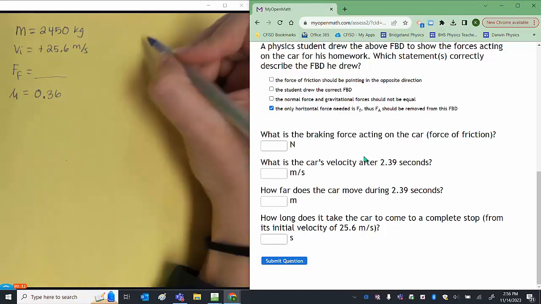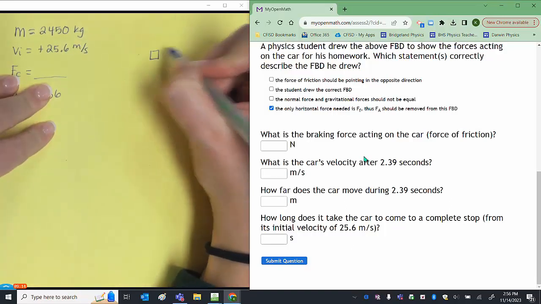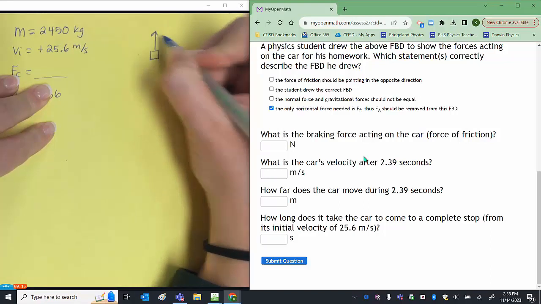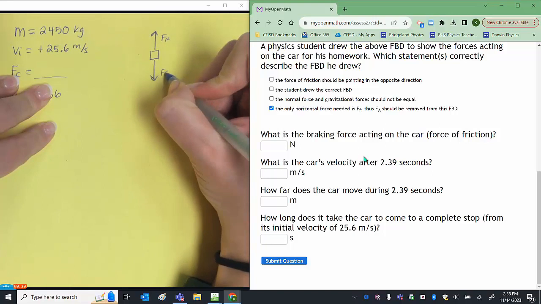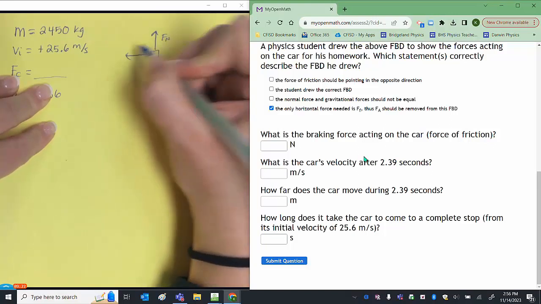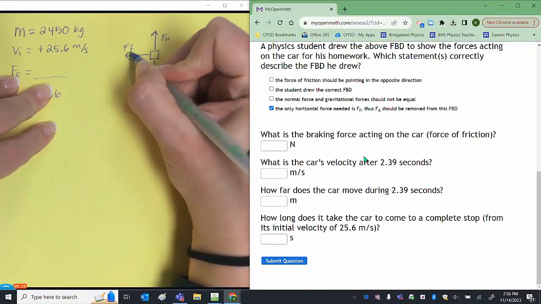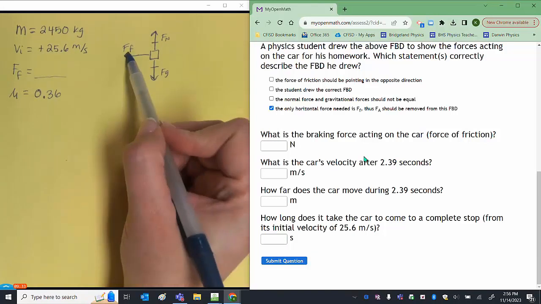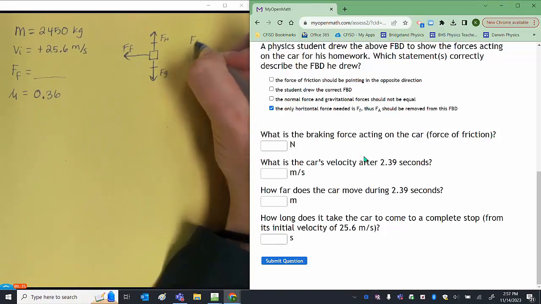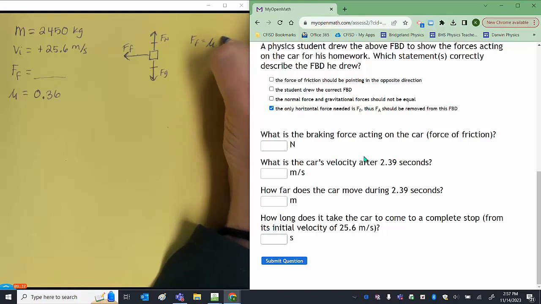I'm going to redraw the free body diagram, except we're going to draw it correctly this time. We have Fn, we have Fg, and we have Ff. Okay, so that's what the diagram is supposed to look like. These should be equal and opposite to each other. And so we're trying to determine what this is. And again, we have a formula to find force of friction. It's equal to mu times Fn.